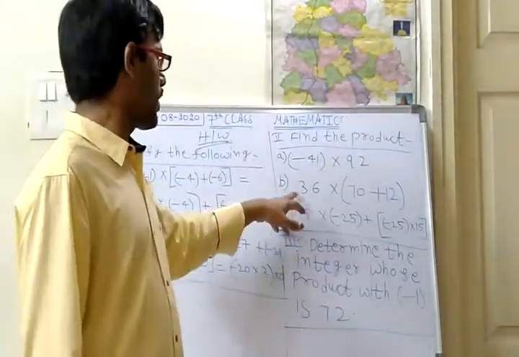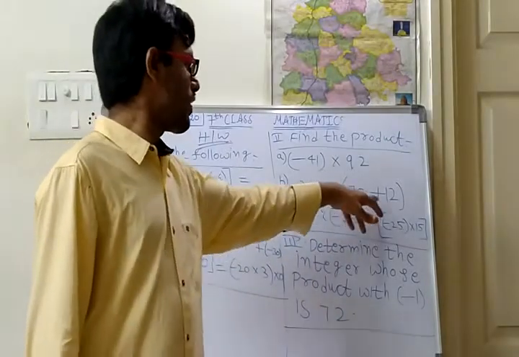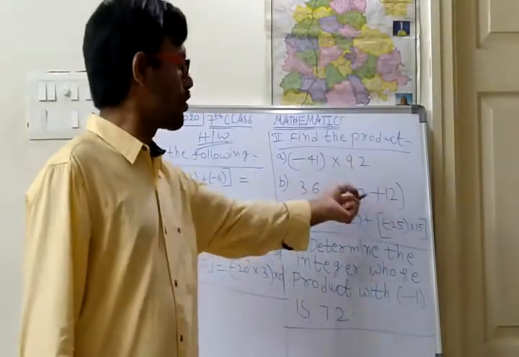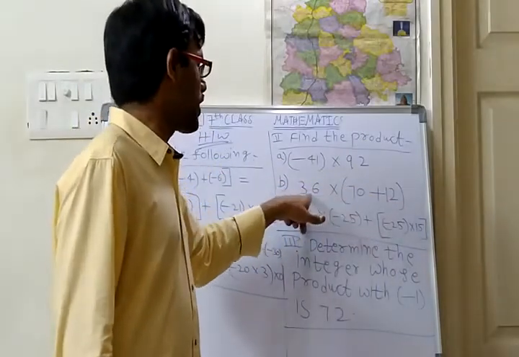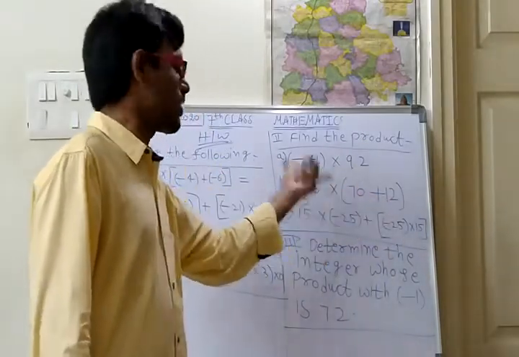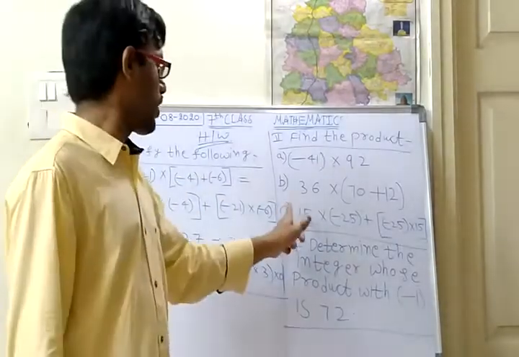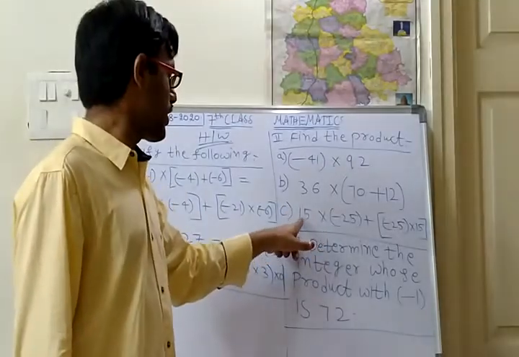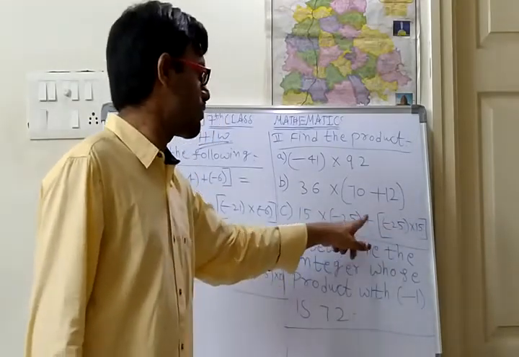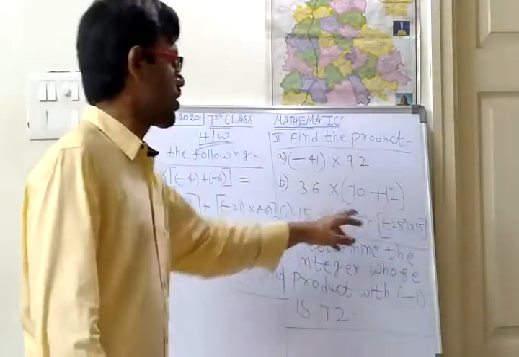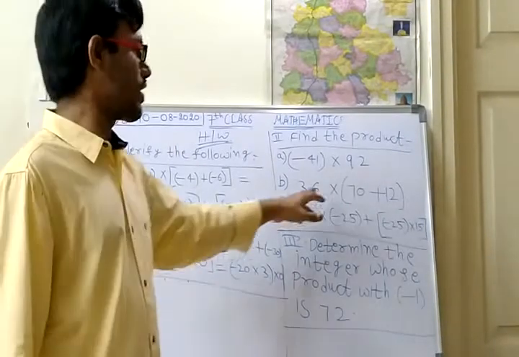So here B, 36 into 70 plus 12. So A into B plus C. So first solve bracket, then afterwards you multiply this bracket result with 36. You will get an answer. Okay, next C also same. So A into B plus B, minus 25 is B. B into A. So like that you solve. Okay, like this you do second bit.